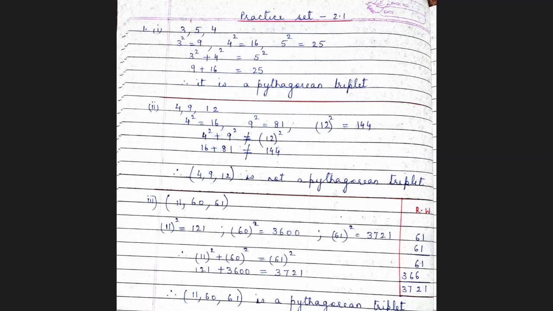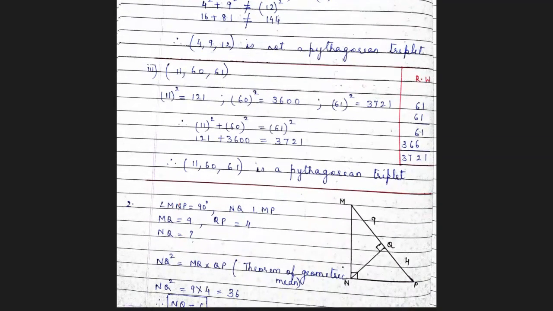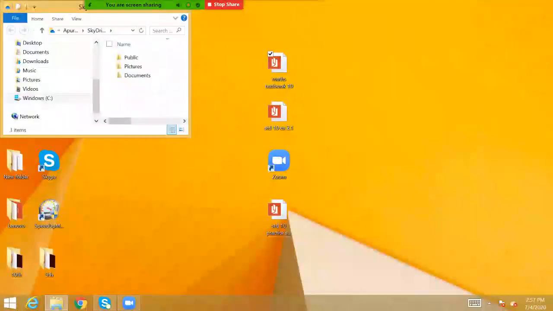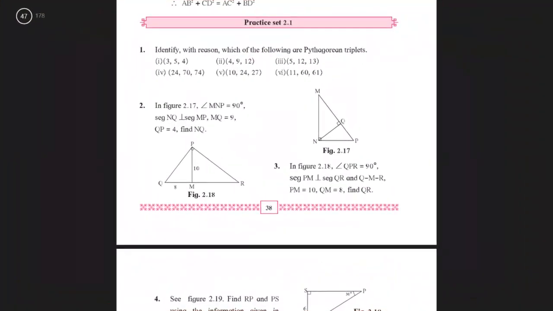I have done one more question, 11, 60, 61. So 11 square plus 60 square is equal to 61 square. It comes equal and therefore it's a Pythagorean triplet. Now in your exercise, there are few more questions. We have done 3. There are 3 more left to do. I think you will be able to solve it yourself. We go to question number 2.